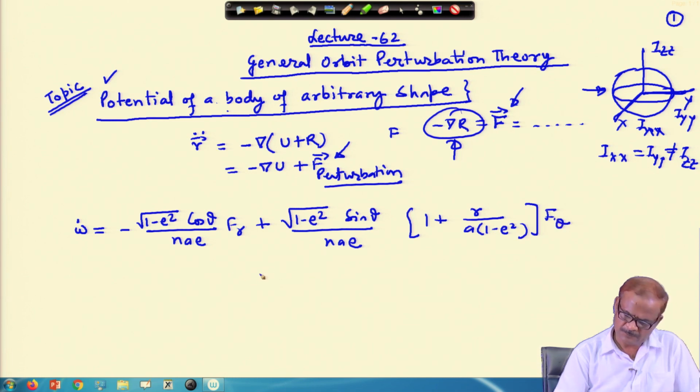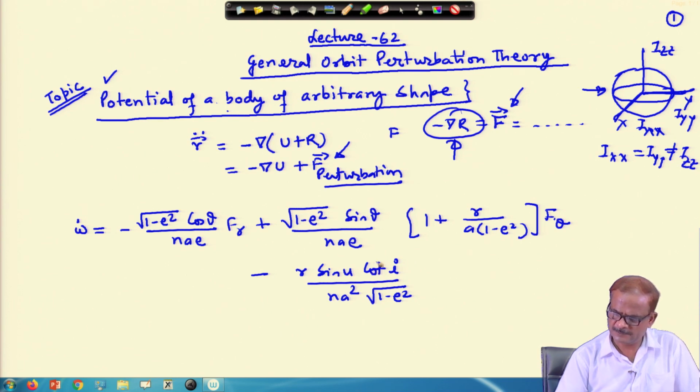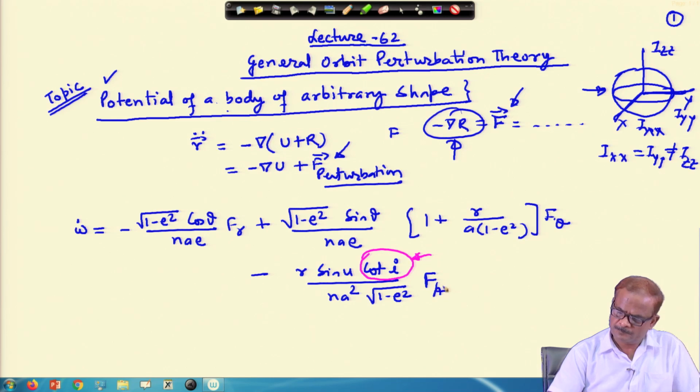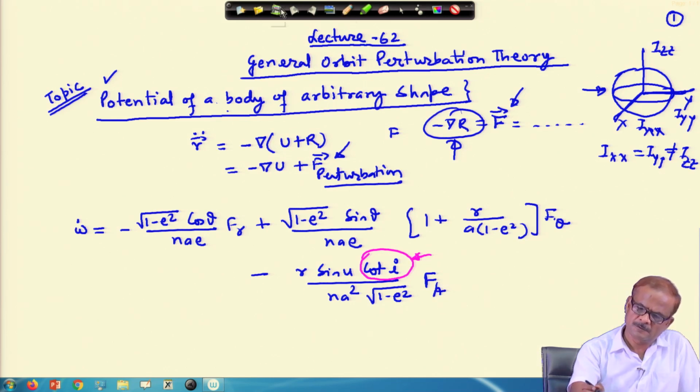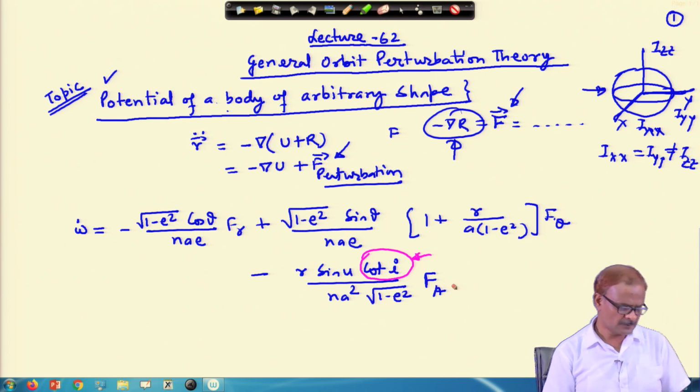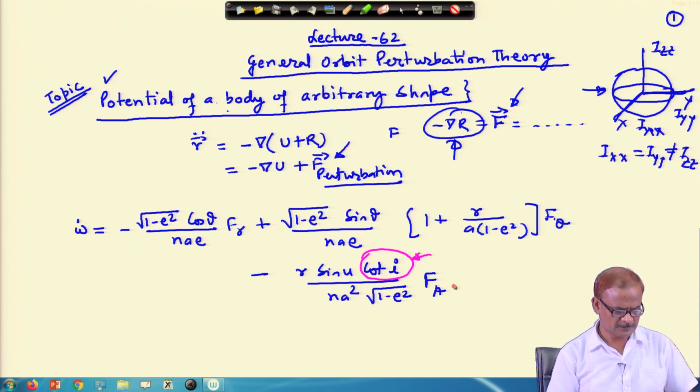F theta minus r sin u, and this is cot I. Instead of cot I, last time it was written as cos I. Only once the lecture was over did I notice that. So, this term last time was written as cos I, which is not correct. This is the correct term here, and this is multiplied by f a.